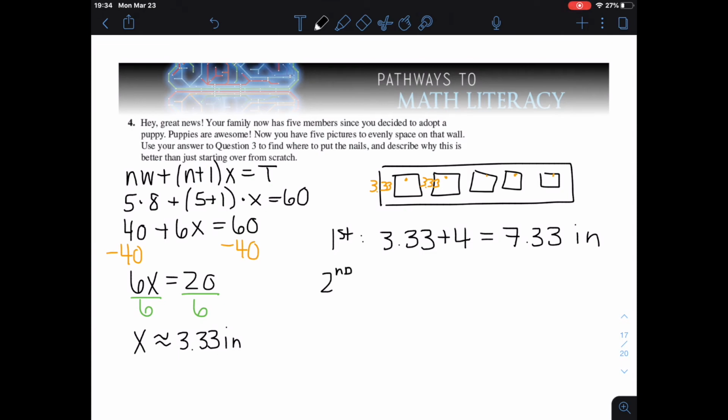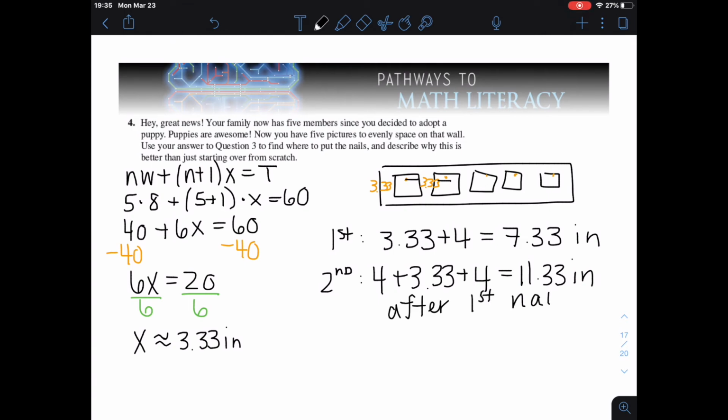The second nail is you start at the previous nail, you add the 4 to go through half the picture, the 3.33 for the blank space, and then another 4 to go through the second half of the picture. So you should go 11.33 inches after the first nail. And then likewise, it's the same for third and fourth nails.